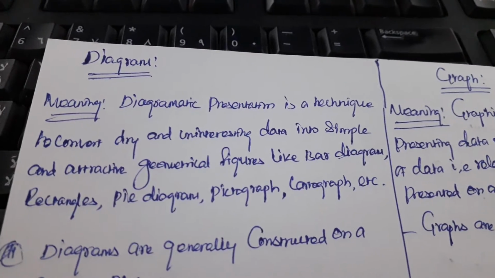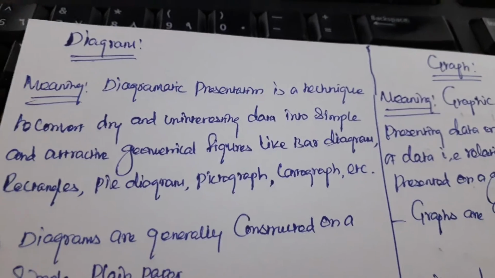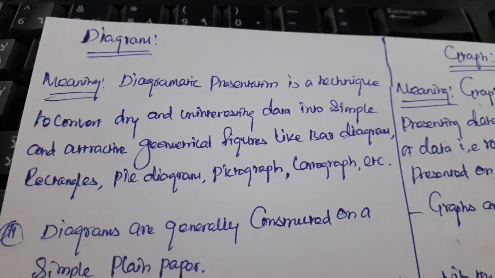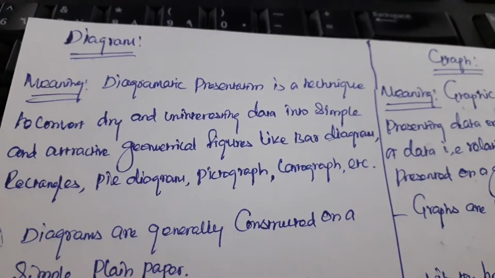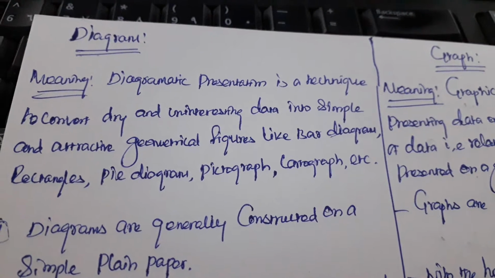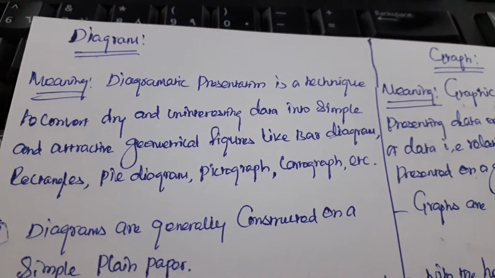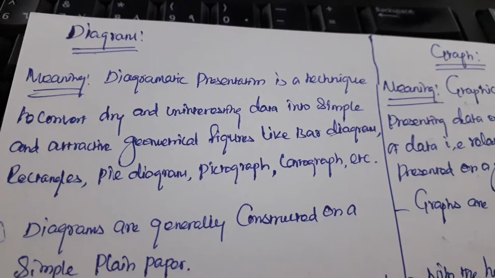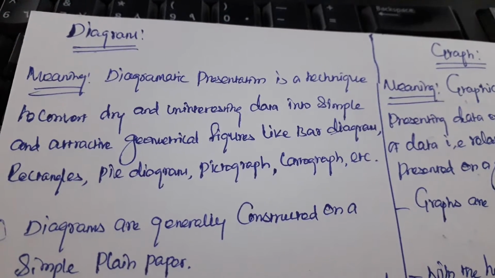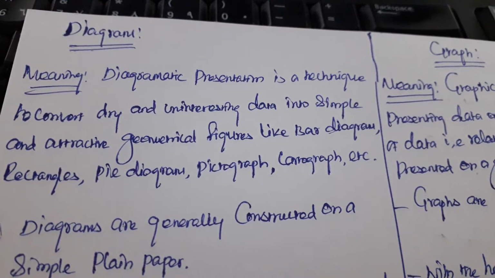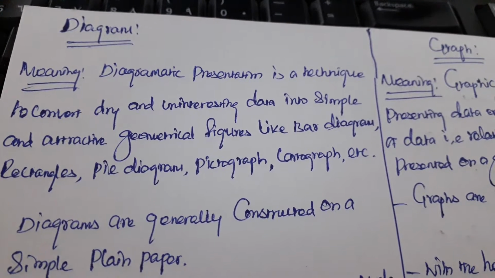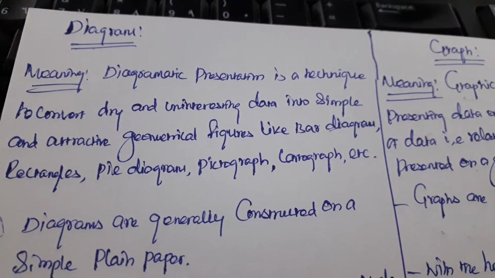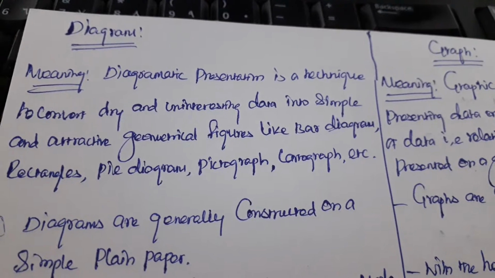So today's topic is all about the diagram and the graph. First, we look at the meaning of the diagram. Diagrammatic presentation is a technique to convert dry and uninteresting data into simple and attractive geometrical figures like a bar diagram, rectangles, pie diagram, pictograph, cartograph, etc.